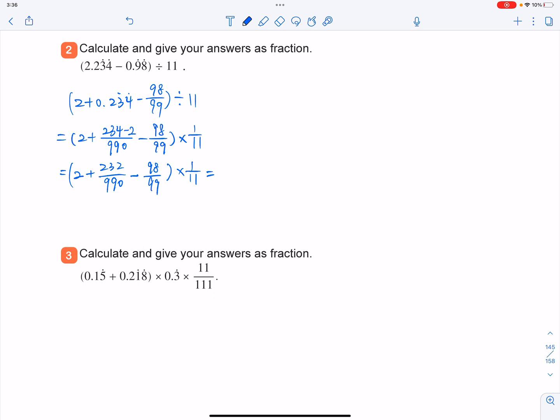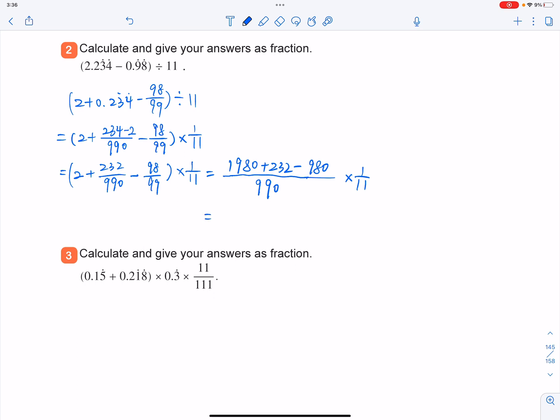So firstly, as for the bracket, we should convert them into the same denominator, which will be 990, right? 990. If you times it by 2, you got 0 at the end, which is 1, 9, 8, plus this 232, and take away, because that's 99, so you times by 10, you have times 10 to this 98 as well, that'll be 980. All right, that's the fraction we have, and then you times it by 1/11.